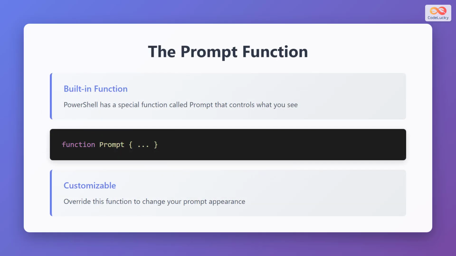PowerShell uses a special built-in function called prompt to control what you see at the command line. This function runs automatically every time PowerShell is ready for a new command. The beauty of this design is that you can override this function to change your prompt appearance completely. By redefining the prompt function, you gain full control over what appears before your cursor.